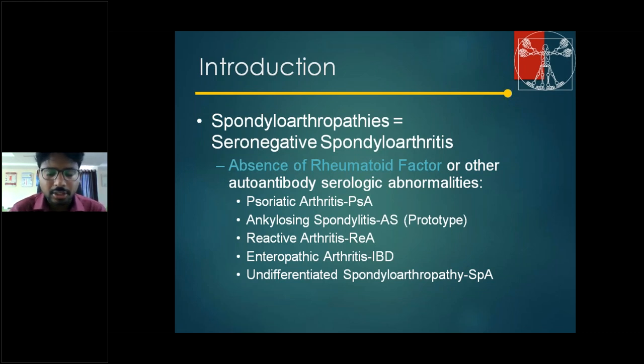So reactive arthritis, what is the triad? Reiter syndrome, have you heard of Reiter syndrome? Anybody heard of Reiter syndrome? It is a triad of conjunctivitis, arthritis and uveitis. That is reactive arthritis. Psoriatic arthritis is something we'll see in patients with pre-existing psoriasis. Enteropathic arthritis is associated with inflammatory bowel disease like Crohn's and ulcerative colitis. Undifferentiated spondyloarthropathy is whatever we cannot fit into any of the other four, we can call it undifferentiated.